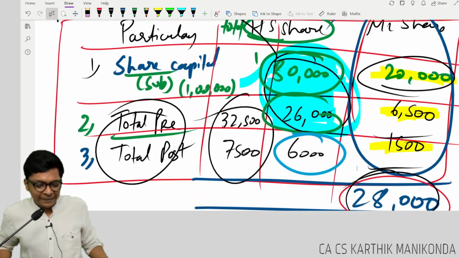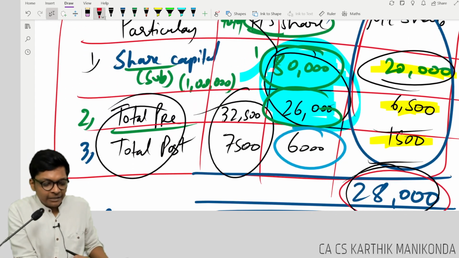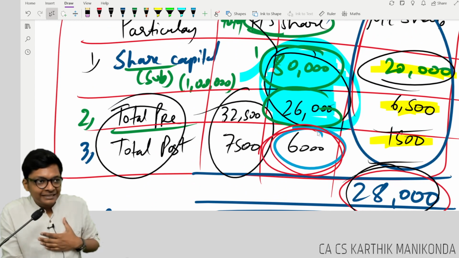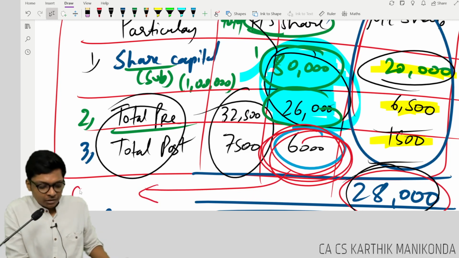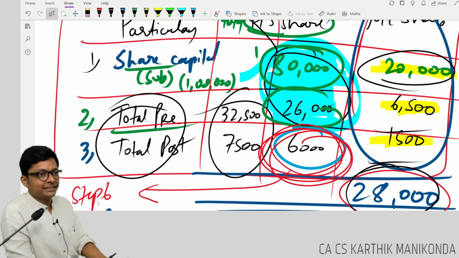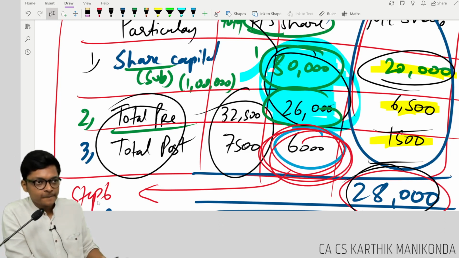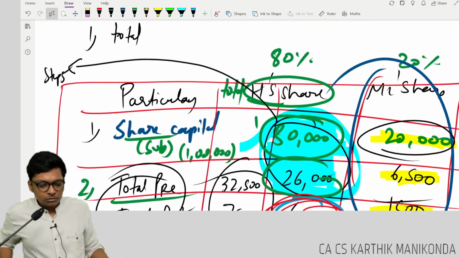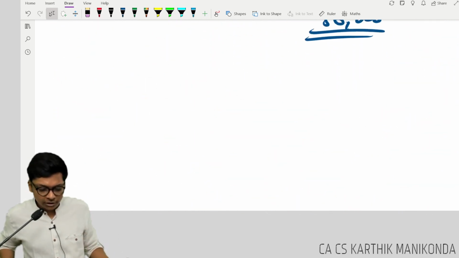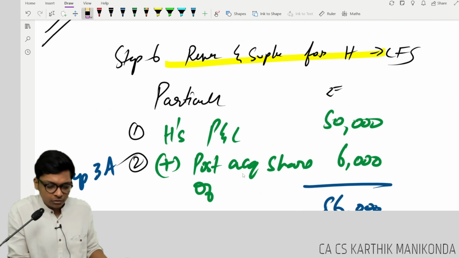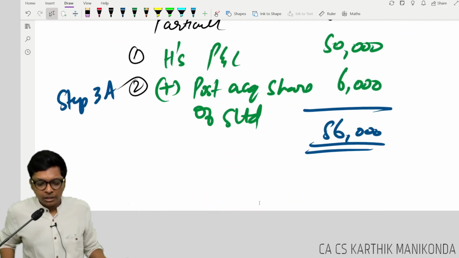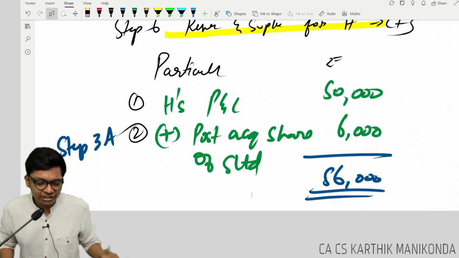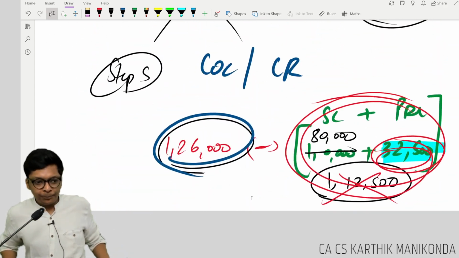Now go to your magic table. What is magic table? 3A. Take again pencil. Circle this 6,000. Draw a line outside. This goes to which step? Step 6. Are you following, guys? Sumaya, not getting it? Correct. Of post acquisition share of subsidiary limited 6,000. Are you following, guys? You got 56,000. Basically, the English is my share of subsidiary's post acquisition profits.